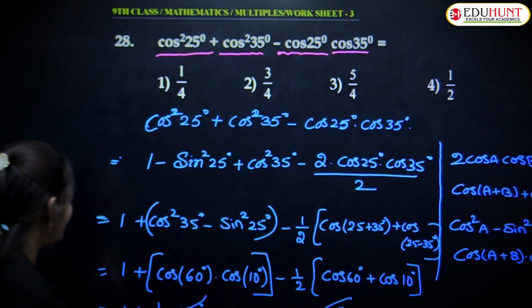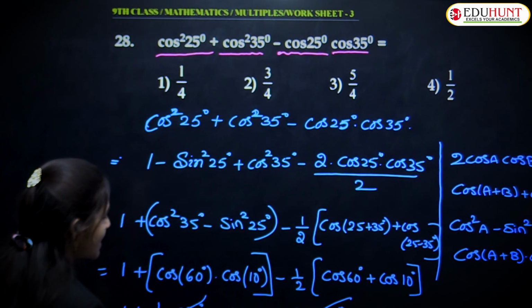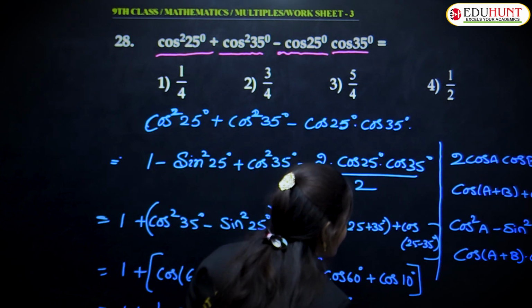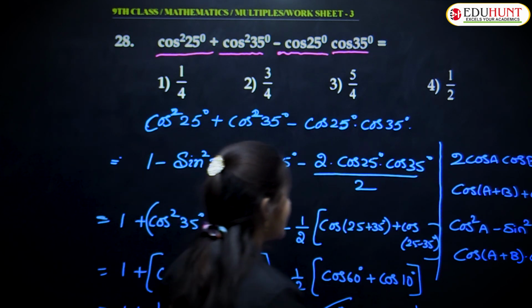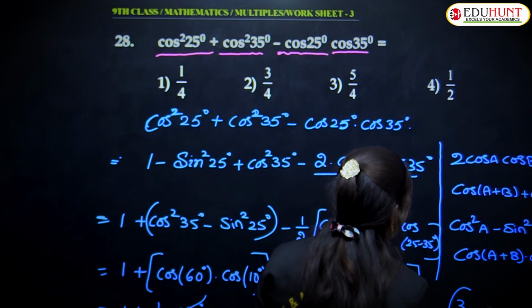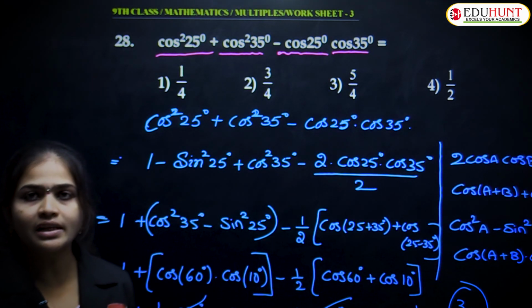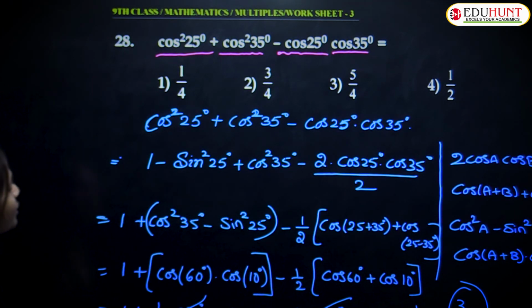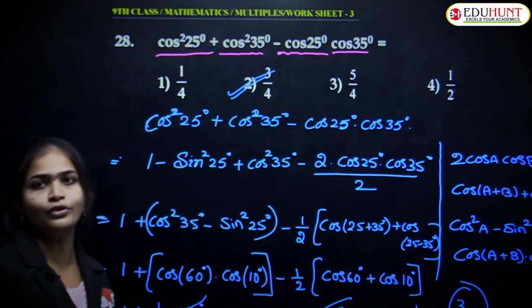So from this, the leftover is 1, and these two terms get cancelled. So minus 1 into 1 is 1, by 2 into 2 is 4. So 1 minus 1 by 4 means 4 minus 1 is 3, 3 by 4. So what is the answer here? Answer is 3 by 4. Am I clear to you? So which option is correct here? Yes, option 2 is correct, that is 3 by 4.